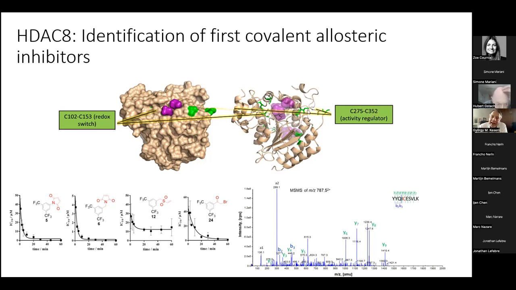C275-C352 disulfide bond, which is responsible for the activity regulation of the enzyme. And more interestingly, a redox switch formed by these two cysteines around the 100 region of HDAC8. So here you can see again a mass spec demonstrating the specific labeling of the HDAC8 redox switch by these small bis-trifluoromethyl phenyl type allosteric covalent inhibitors.